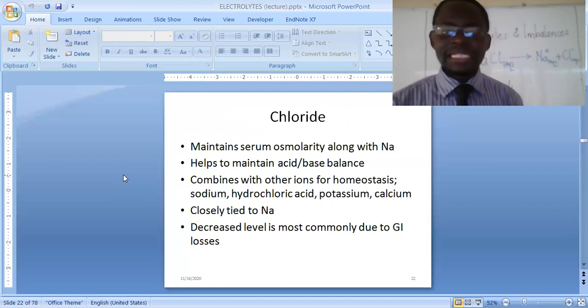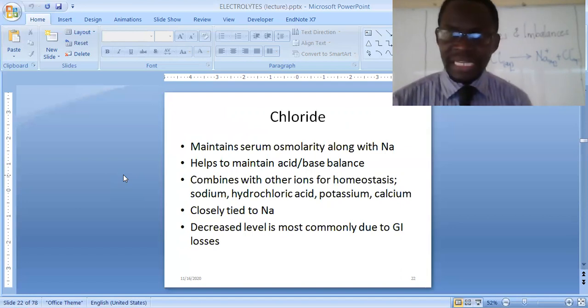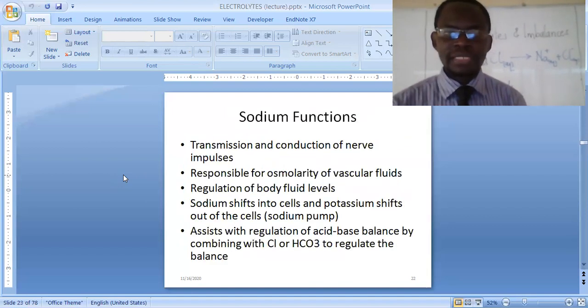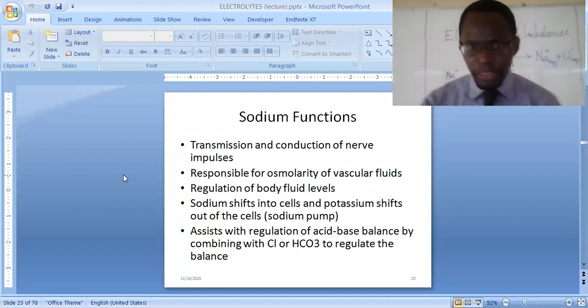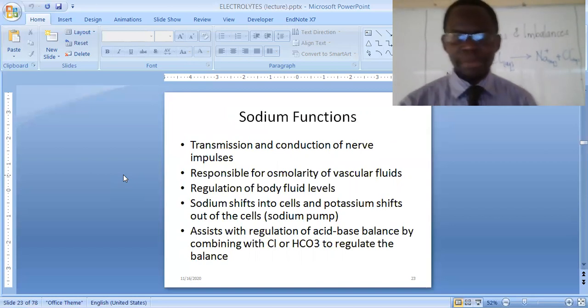A decrease in this level, remember we've talked about the normal, might usually be a result of GI losses, for example vomiting, which can bring about a decrease in chloride ions. Now, what are the functions of sodium? Sodium is responsible for nervous impulse conduction. You will do physiology, and you will do conduction of nervous impulses. Sodium, in addition to potassium, is important as far as nervous impulse conduction is concerned.